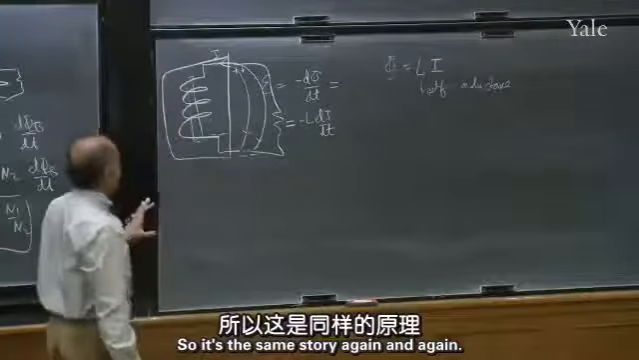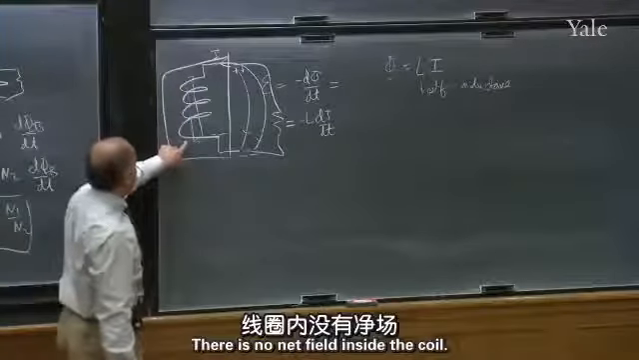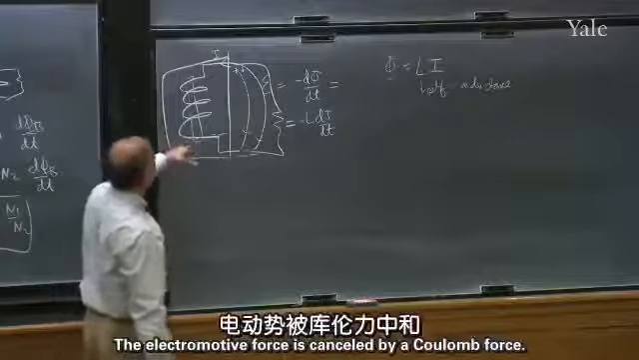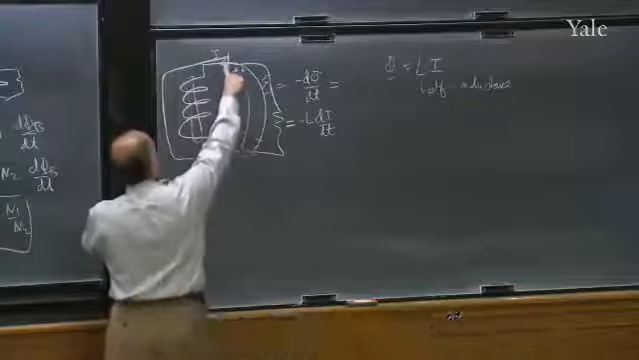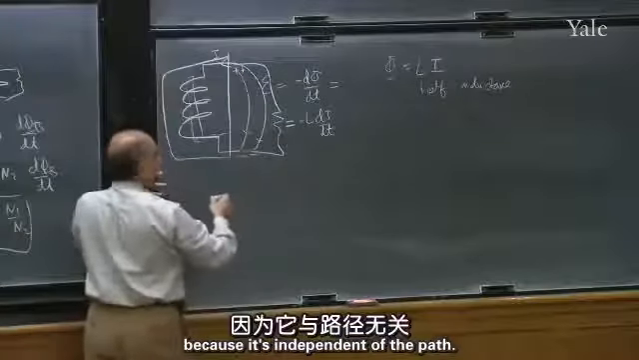So it's the same story again and again. There is no net field inside the coil. The electromotive force is cancelled by a Coulomb force. But the Coulomb force, if it has a line integral here, will have the same line integral there because it's independent of the path.